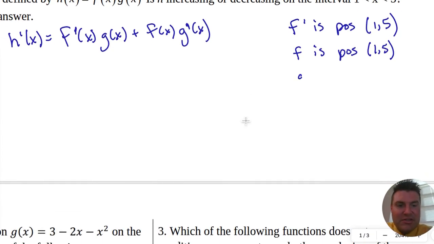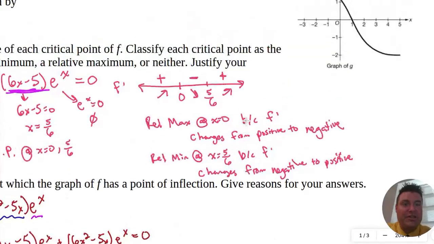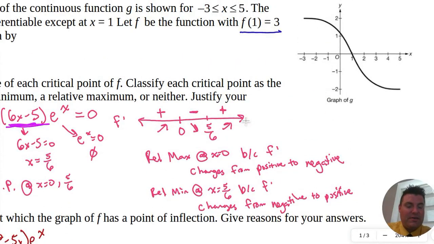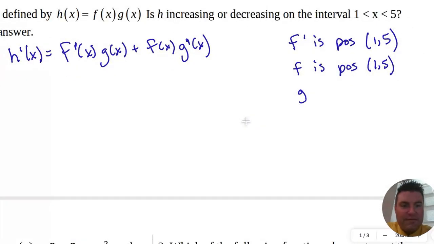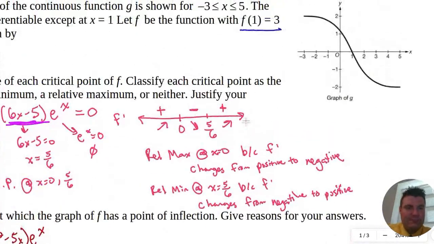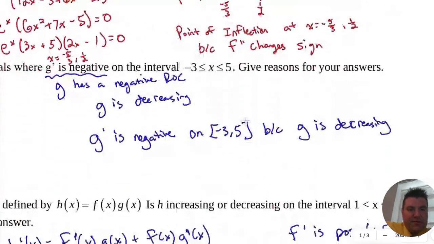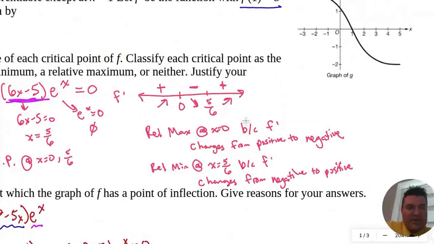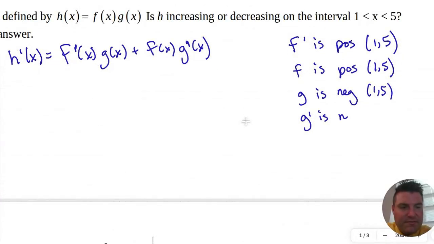G, I know everything about G. I have that picture right up here to show you. So clearly G is negative on 1 to 5. And let's talk about G prime. It's decreasing the entire time, so G prime is negative. So G is negative because we're below the x-axis, and G is decreasing, so G prime is negative.